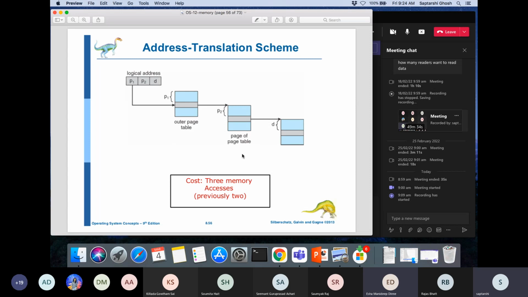Let me proceed a few slides more, then I'll ask for questions. Of course, you see that now there is an increased cost. It seems that for every data access, we require three memory accesses: first to the outer page table, next to a particular page of the page table, and then to the data. Now let's give an illustration of how the page translation happens. After that, I can take questions.